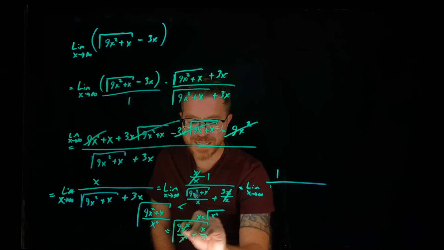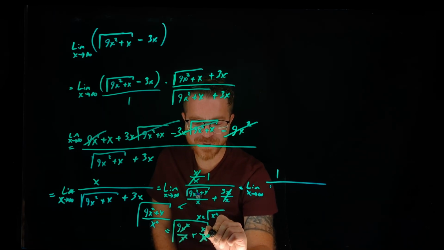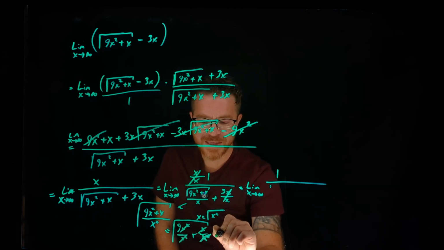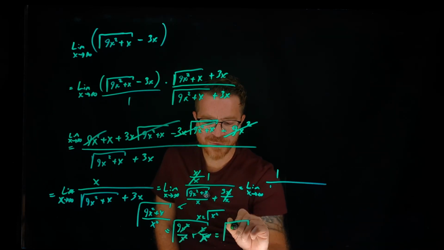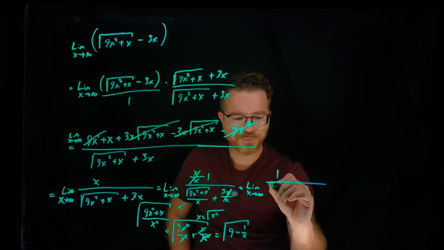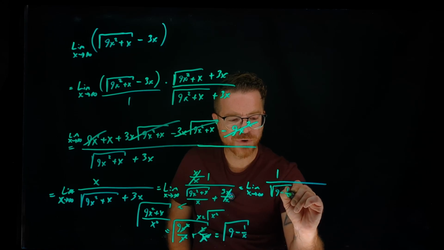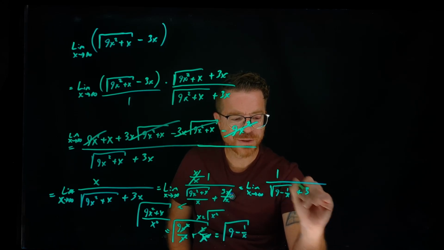And this x squared is going to cancel with this x squared. One of the powers of x here is going to cancel with this x. This is going to leave me with the square root of 9 minus 1 over x. So using that, we have the square root of 9 minus 1 over x, plus 3.